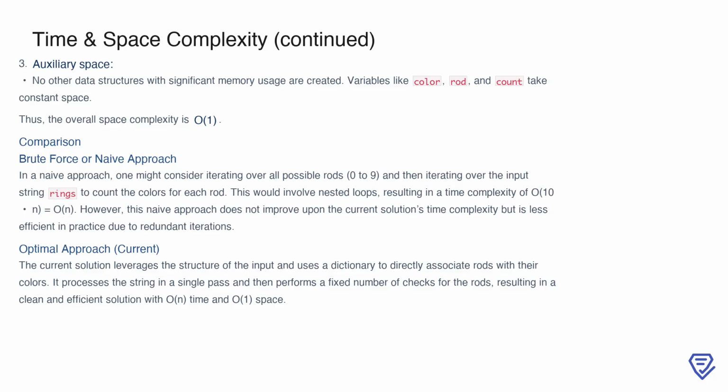Comparing this with a naive approach, one might iterate over all 10 rods and then scan the ring string to count colors for each rod. This nested iteration would result in a time complexity of O(10*n), which simplifies to O(n). However, this naive approach involves redundant work and is less efficient in practice. The current solution avoids this by associating rods with their colors directly in a dictionary, processing the string in a single pass, and then performing a fixed number of checks for the rods. This makes it both clean and optimal, achieving O(n) time in O(1) space.